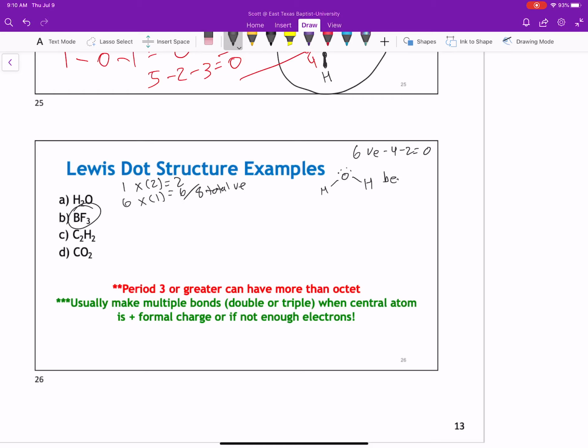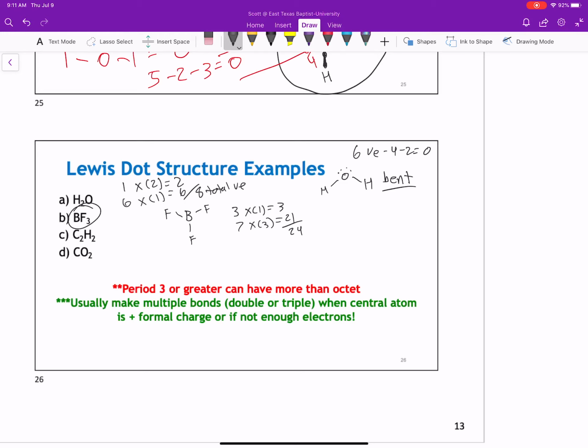Keep in mind water is bent according to VSEPR. So B should be our central atom. Let's put our F's around it. I forgot to total the valence electrons. So boron should have 3 valence electrons, and there's only 1 boron. Each fluorine has 7, and there's 3 of those, so 21. So we should have 24 total.